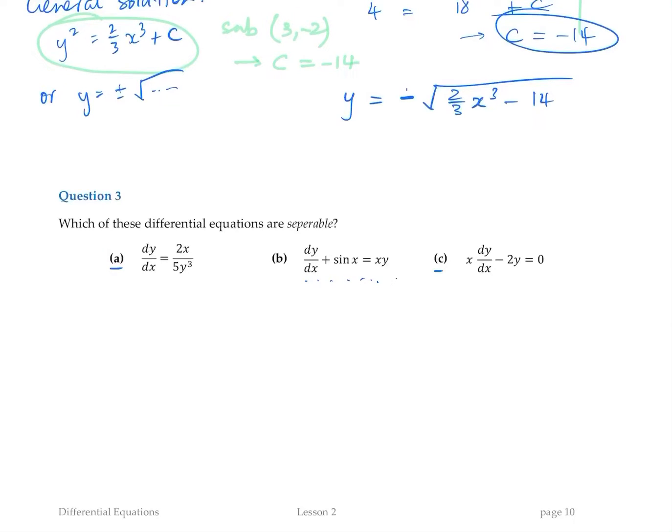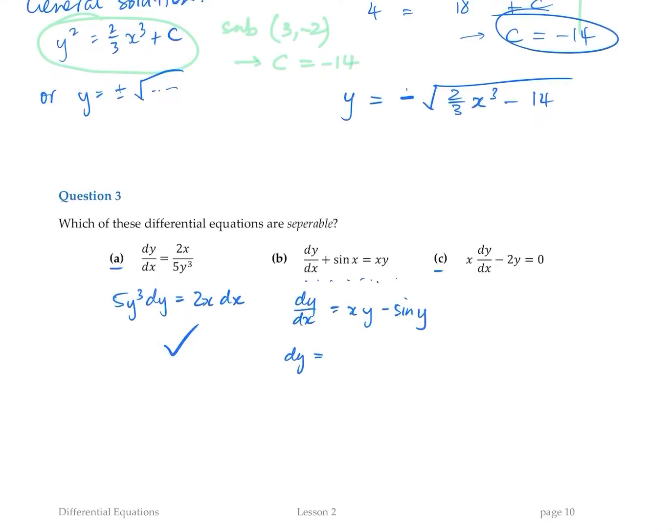Best way to answer it, in my opinion, is just to try to separate them. So in this first case, we have 5y cubed dy equals 2x dx. That's very separable. All right, let's look at this second one. Well, let's get dy dx by itself. So xy minus sine y. So, well, we can separate the x, so the dx, so dy.